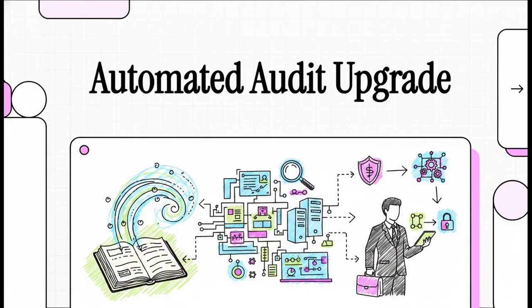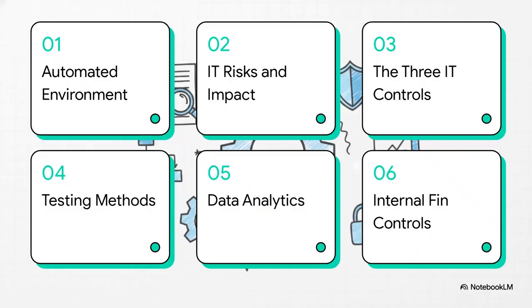We are going to completely unpack Unit 3 top to bottom, giving you such a solid conceptual understanding that you won't even need to open the textbook again. Think of this as your mandatory digital upgrade. Let's get started. Here is your ultimate exam blueprint checklist. We're going to cover the automated environment, IT risks and their impact, the 3 IT controls, testing methods, data analytics, and finally, internal financial controls.